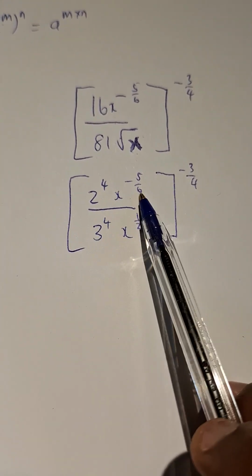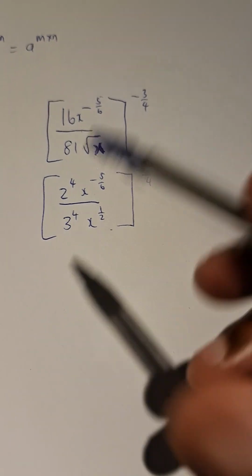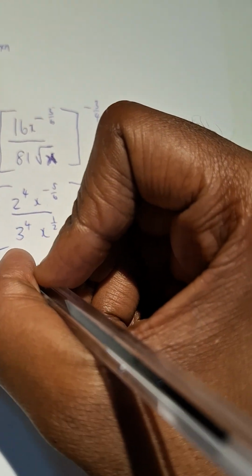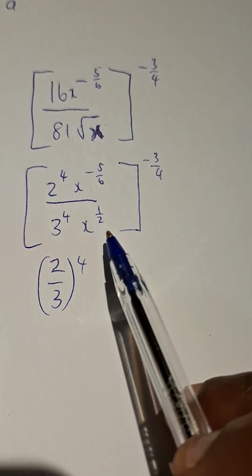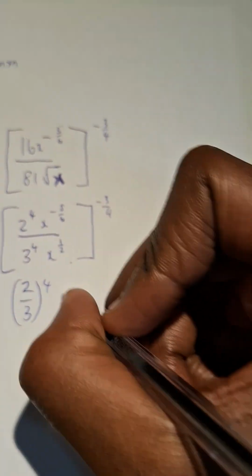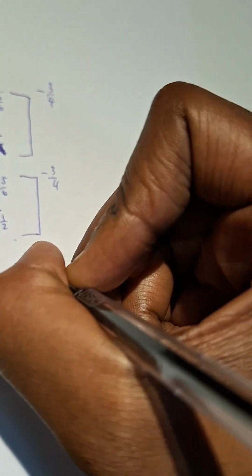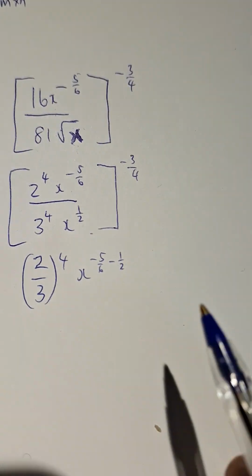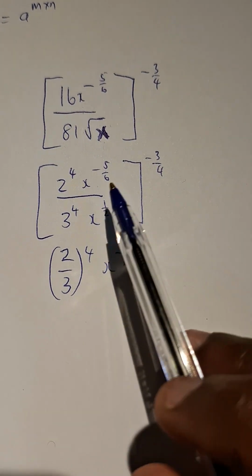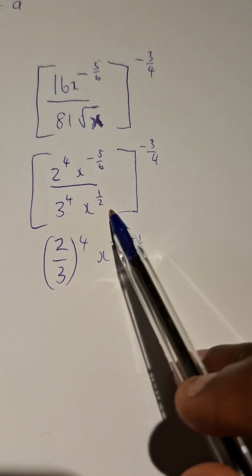Then after that, we can see that we could, if we wanted to, choose to basically take the 2 and the 3 over 4, raise it to the power 4, and then we could divide the x and the x to the power half, and basically say x to the power negative 5 over 6 minus a half. Why? Because when dividing same bases, we can keep the base and subtract the exponent.